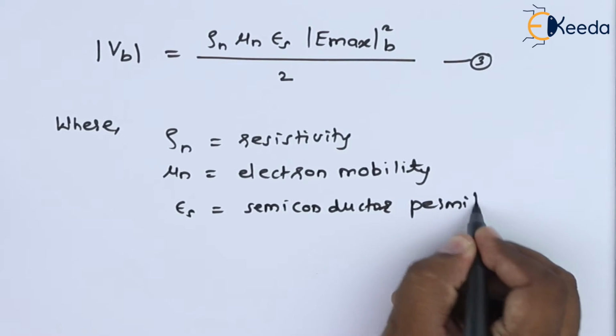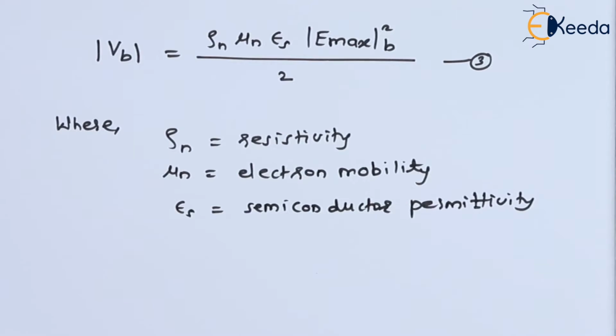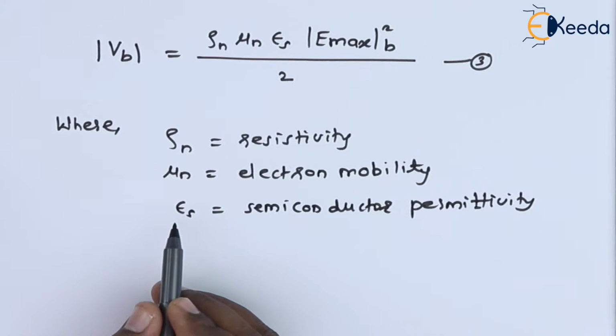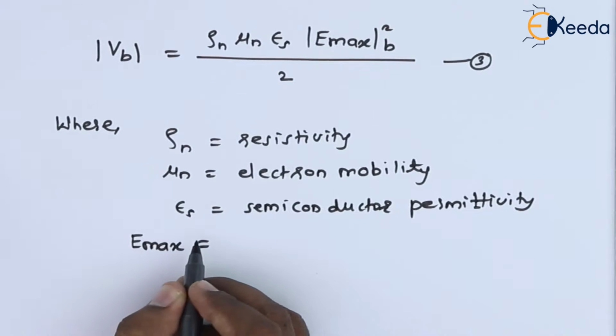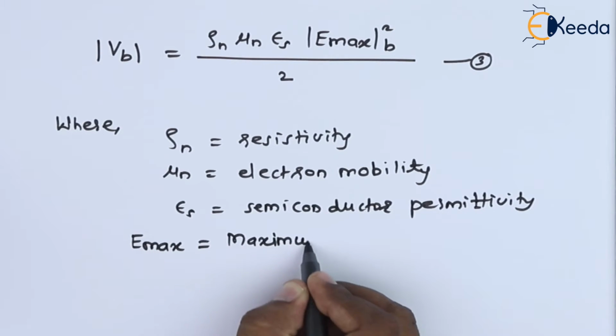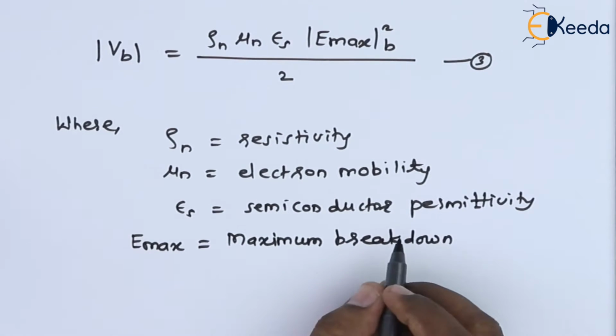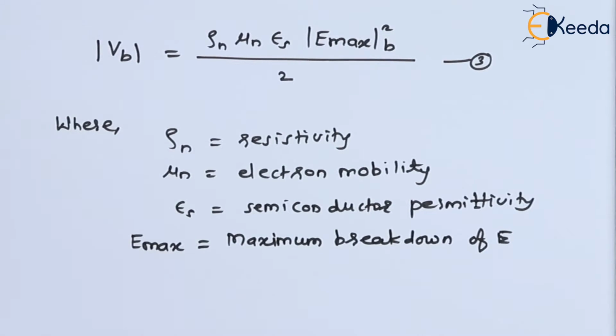permittivity, which is mostly measured in terms of farads per meter. How permissible a certain medium is to the flow of conduction of electricity is measured in terms of this particular constant value. And lastly we have E suffix max, that is the maximum breakdown of the electric field. So electric field I simply represent by capital E here.